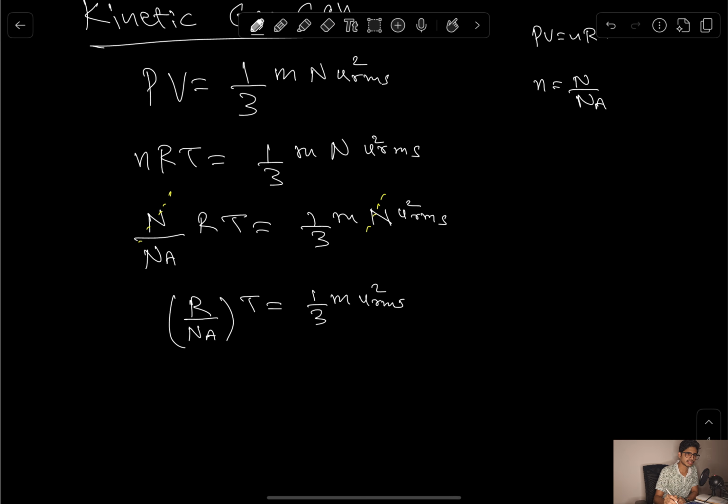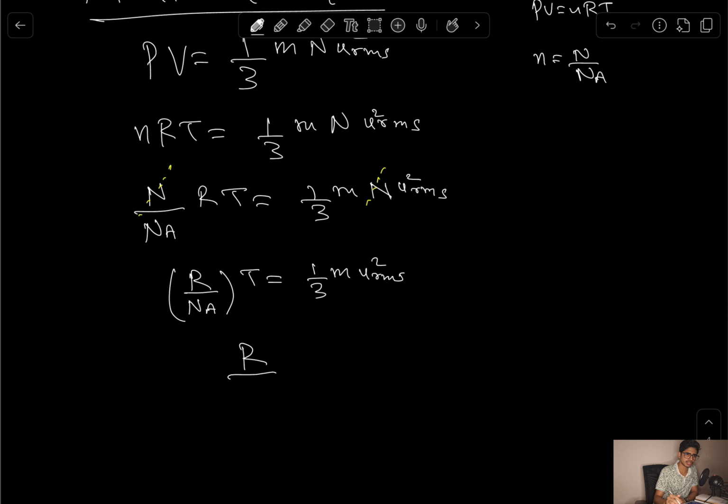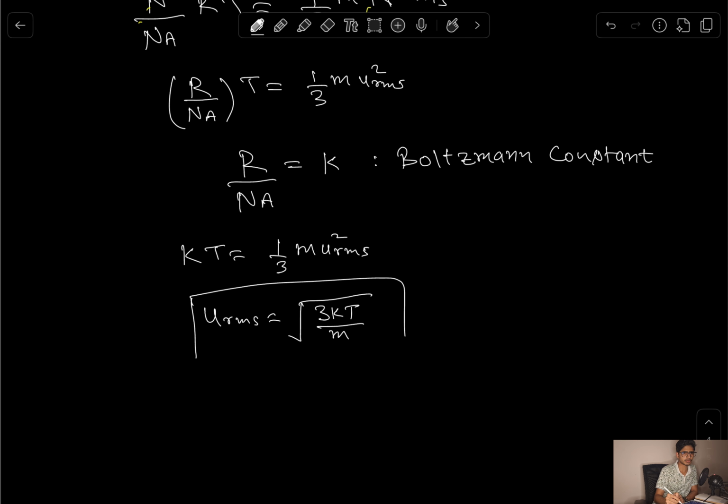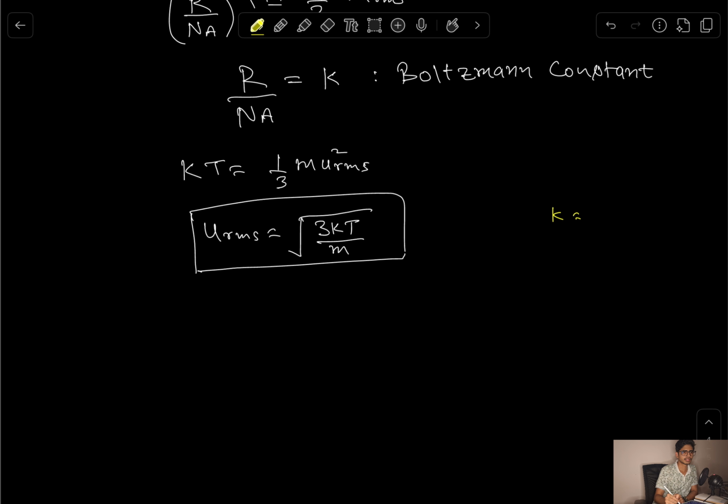So R by Na, this is a very important term. It's used to represent k, which is Boltzmann constant basically. So you need to keep in mind that small k is R divided by Na, R divided by Avogadro number. Okay, so kT will come out to be 1/3 m U square RMS. Urms will be under root of 3kT divided by small m. This is a very important formula you need to keep in mind, and we can further write it in other terms.